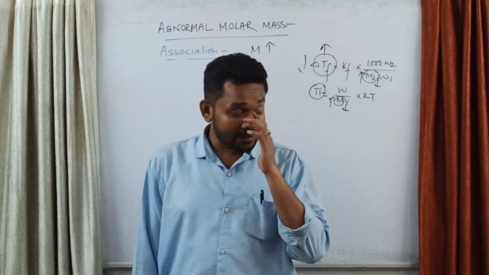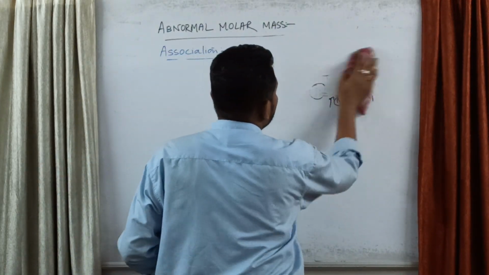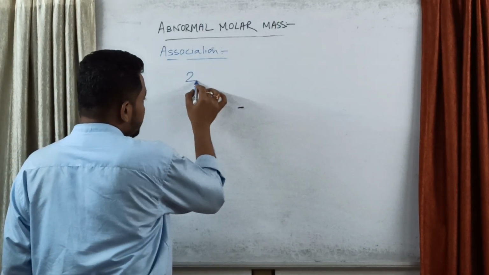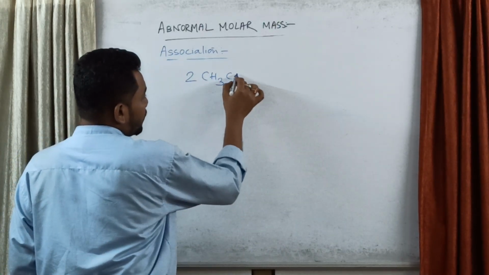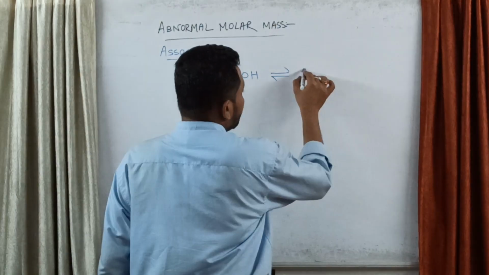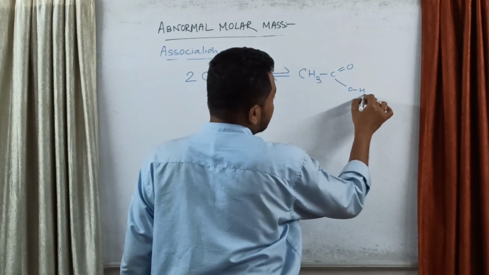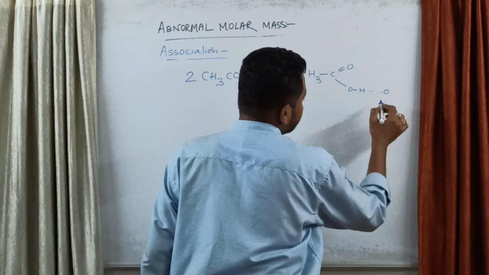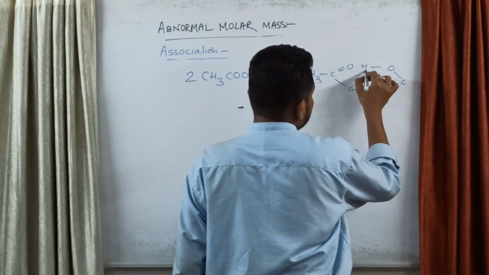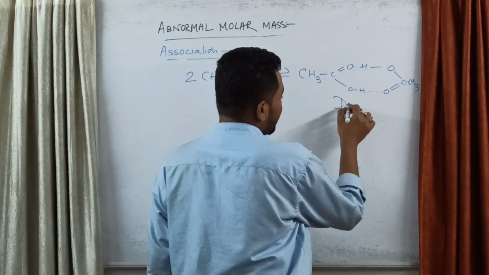Let me show you a basic example, then it will be clear. It can be seen for the carboxylic acid, or acetic acid. I am taking acetic acid here. It is seen that 2 moles of acetic acid, what is the formula of acetic acid? CH3COOH. 2 moles of acetic acid will combine to generate a single molecule, something like this. Draw the structure. This is called a dimer.